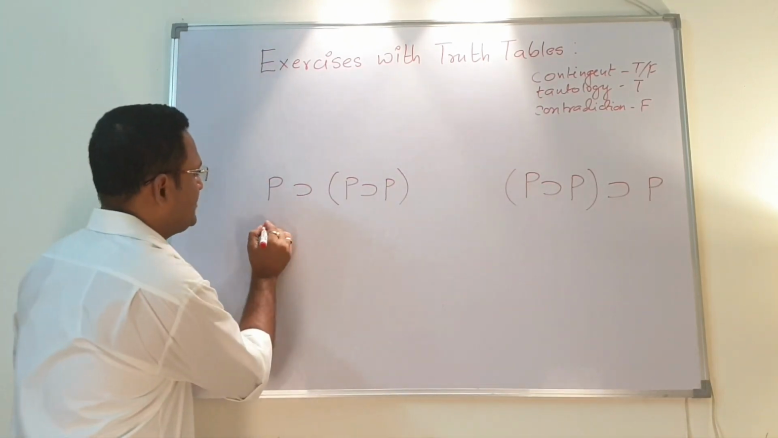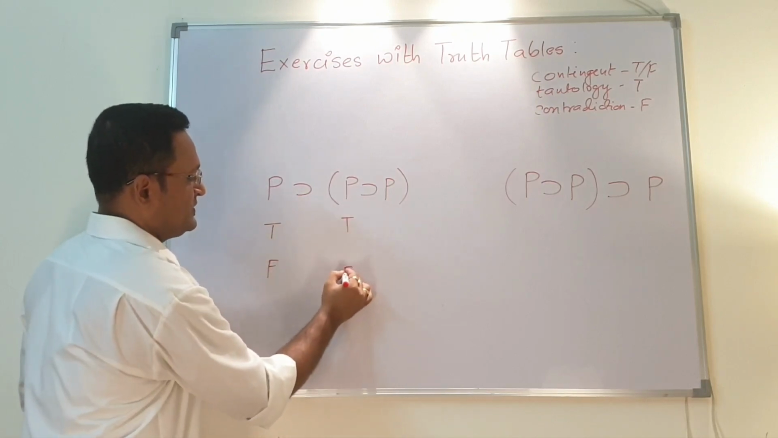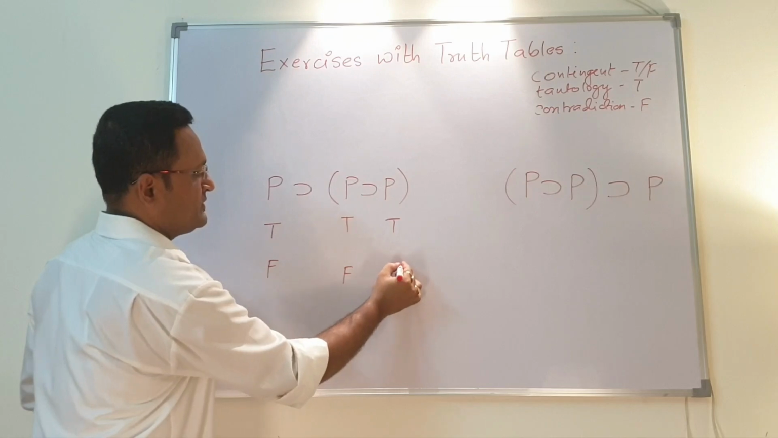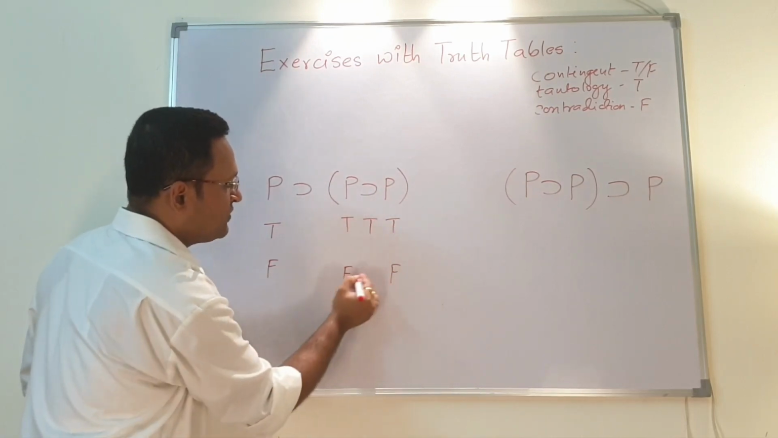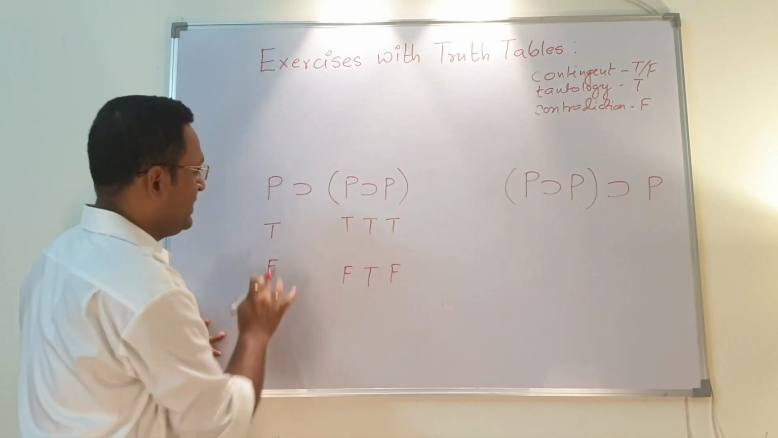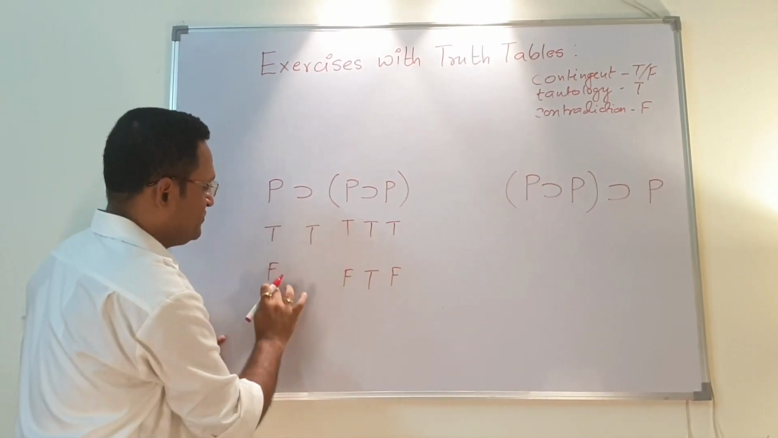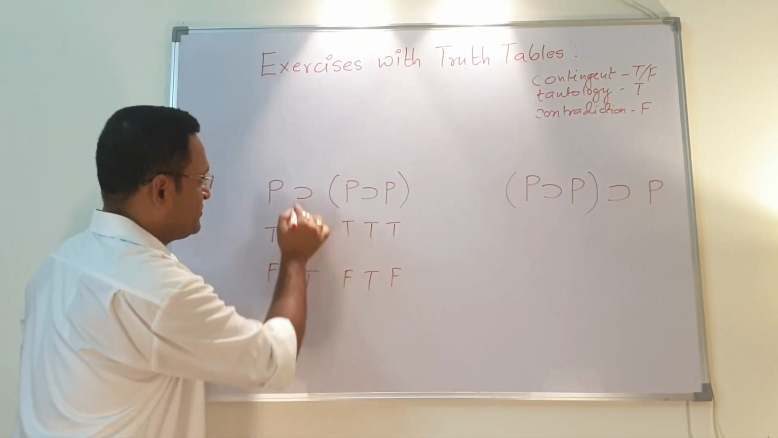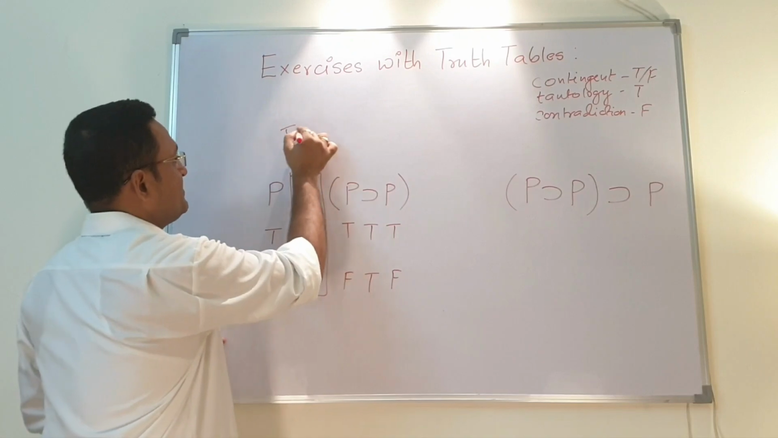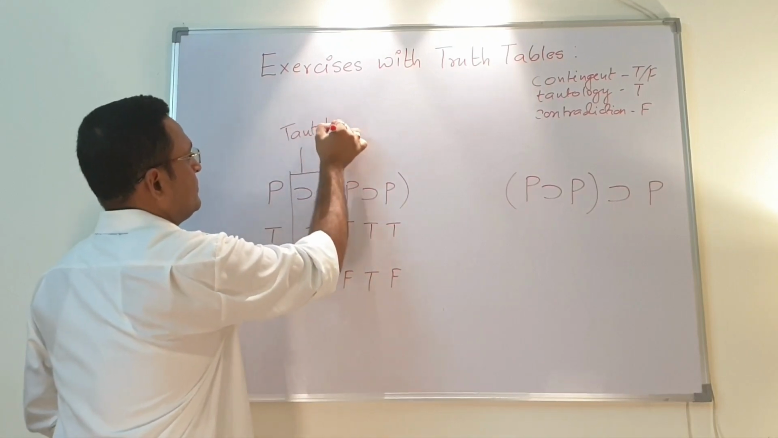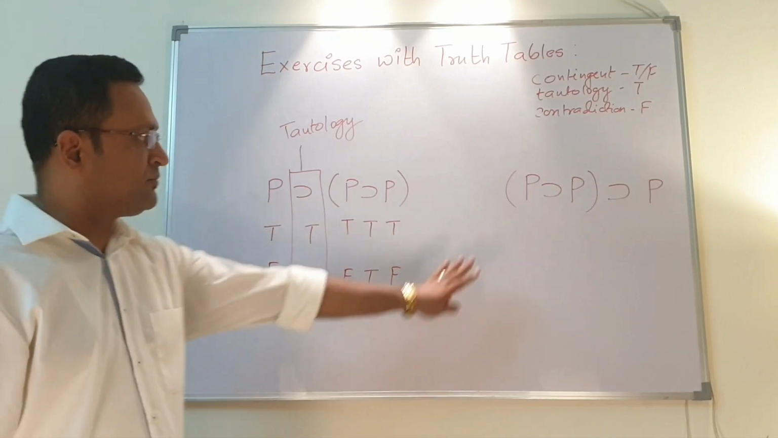So I write true and false here. True, false, true, false. Fine. Now I need to calculate the value of this. True, true is true. False and false is also true. Now I calculate this. True implies true is true. False implies true is true. So you can see that this is a tautology.